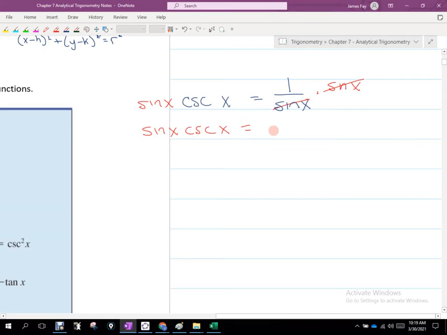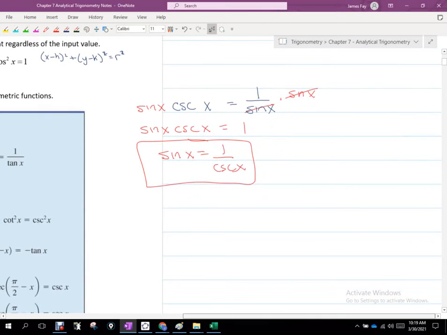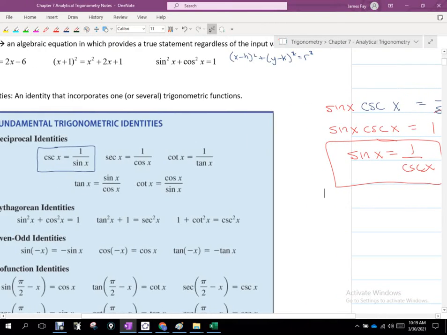And then how do I solve for sine? I would divide both sides by cosecant, right? So that is another way that we can identify the reciprocal relationship between cosecant and sine. Okay? Most textbooks only show it one direction, but reciprocity, being reciprocals, is a two-way street. Okay? So we have the same thing for secant and cosine. We have the same thing for cotangent and tangent.